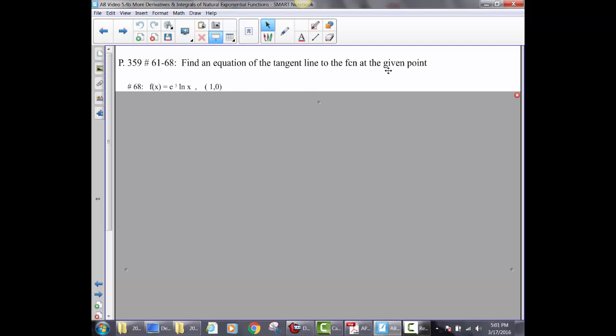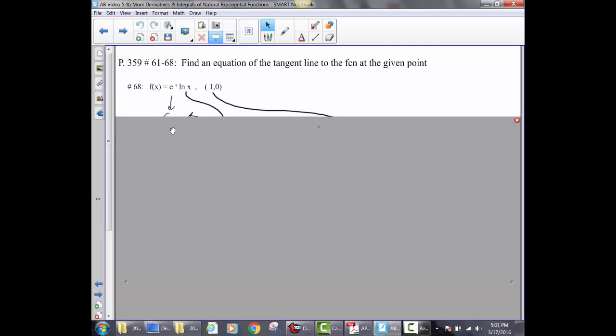Find an equation of the tangent line to the function at the given point. Here's your function, here's your point. Obviously, I need a point for a line. I also need a derivative, which is the slope. I'll need to take the derivative of this. Now be careful, this is just a constant.